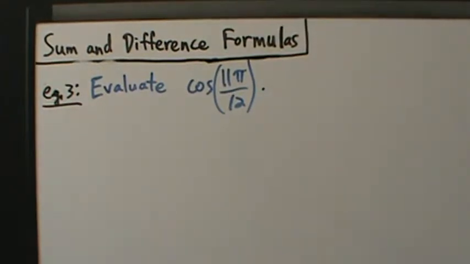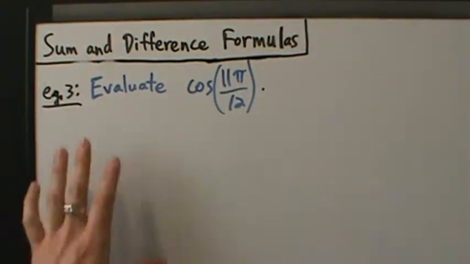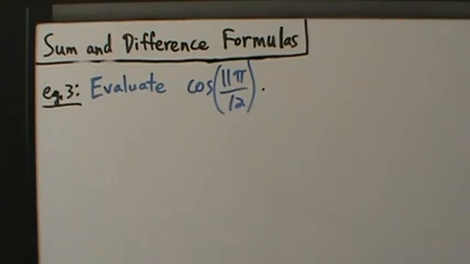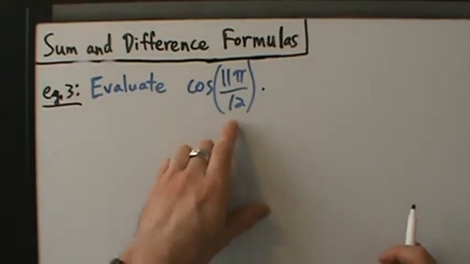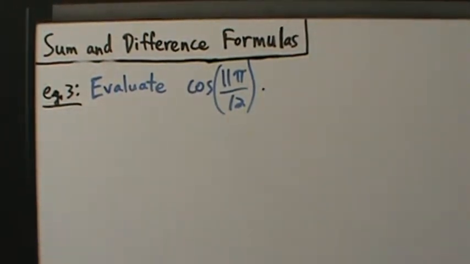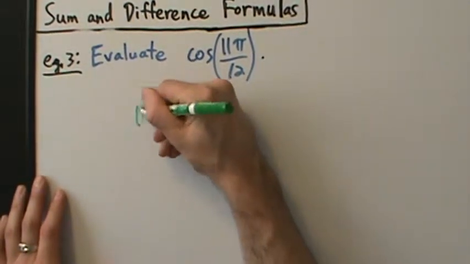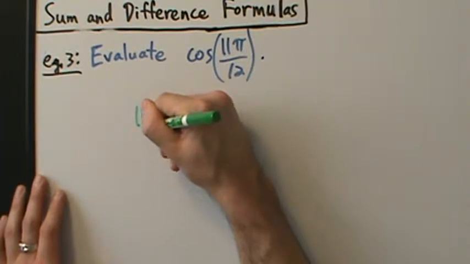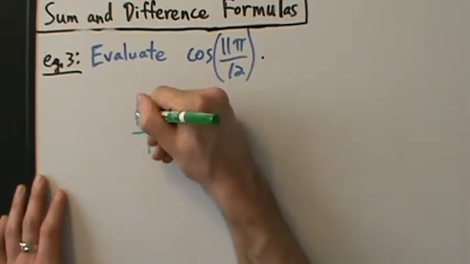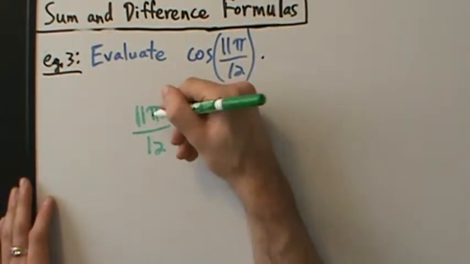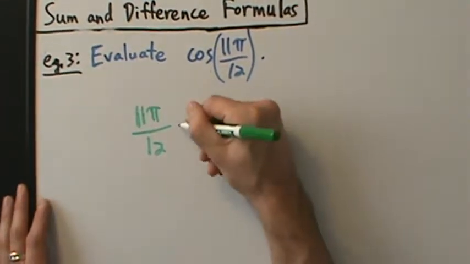So 11 pi over 12 is not a special angle on the unit circle, and we're talking about sum and difference formulas, so the idea then is to express 11 pi over 12 as a sum or a difference of two special angles on the unit circle. That's usually the hardest part, because once you figure that out, it's really just a matter of plugging numbers into a formula, and that's not too bad. So anyway, 11 pi over 12.